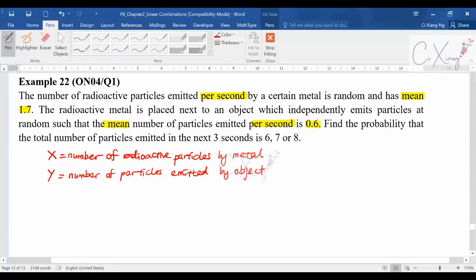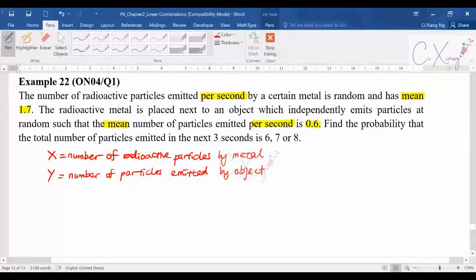All right, so first you need to know that in this question itself, there are two different types of particles emitted by two different things. The first one is emitted by the metal and the other one is by another object. So when you see that there are two different types, then generally you should label them clearly. Of course, if you didn't write this out in your exam, they won't penalize marks, by the way. But for your own understanding, I think this is good to write it out.